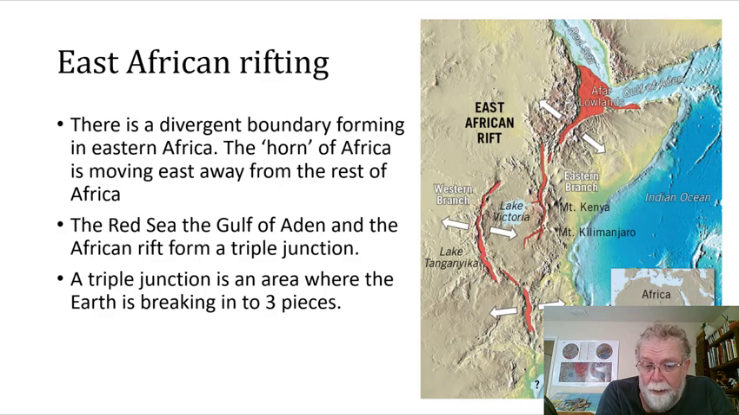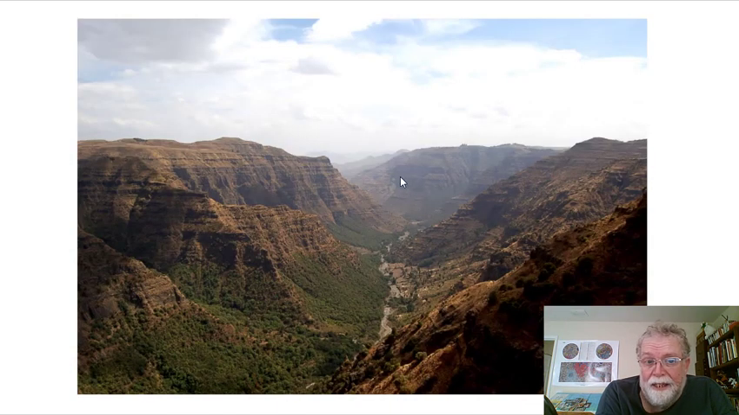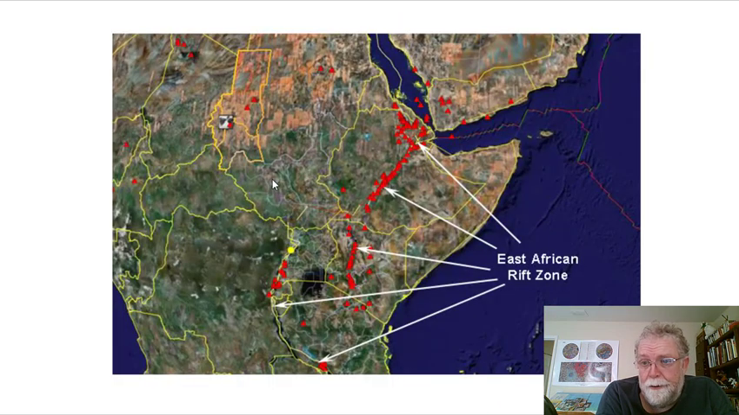And here's what it looks like. The right hand side is moving to the right, the left hand side is moving to the left. I'm not honestly sure what direction we're looking here, but you do know, if that's the axis of the valley, the right side is moving to the right, the left side is moving to the left, and that's throwing up a whole bunch of volcanoes.